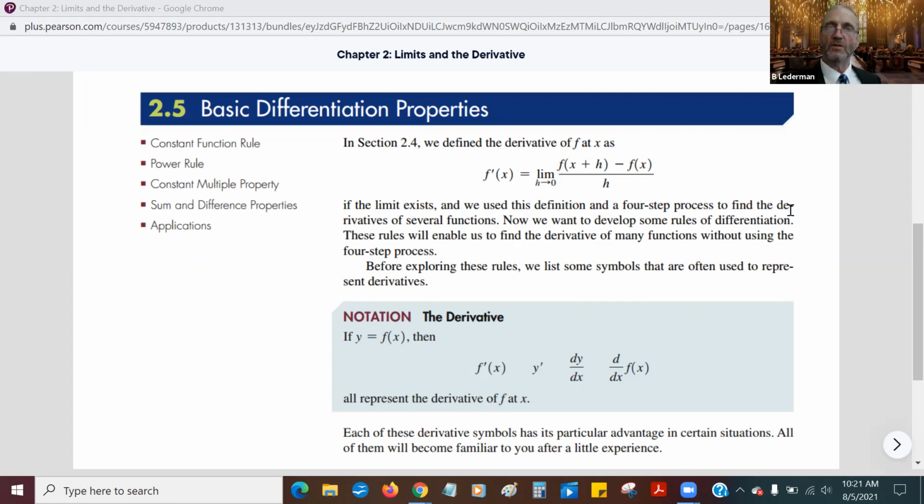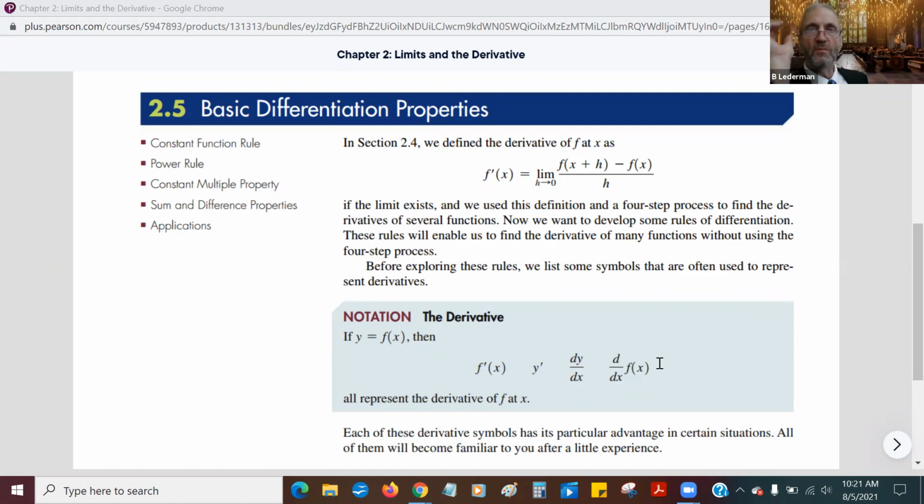So first of all, I want to talk about some notation. y is equal to f of x. That's our function. This here, that's our derivative. Sometimes we call that f prime of x. Sometimes we just call it y prime because y is f of x. Sometimes though we call it dy dx, almost like a fraction, or d dx of f of x.